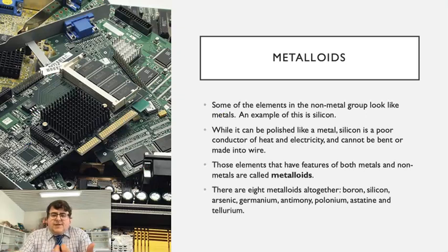So metalloids: some of the elements in the non-metal group look like metals. An example of this is silicon. So silicon is actually a non-metal that looks like metal. It can be polished like a metal. It's a poor conductor of heat and electricity, and it can't be bent or made into wire. Those elements that have these features of both metals and non-metals we call metalloids. There's 8 metalloids altogether: boron, silicon, arsenic, germanium, antimony, polonium, astatine, and tellurium.